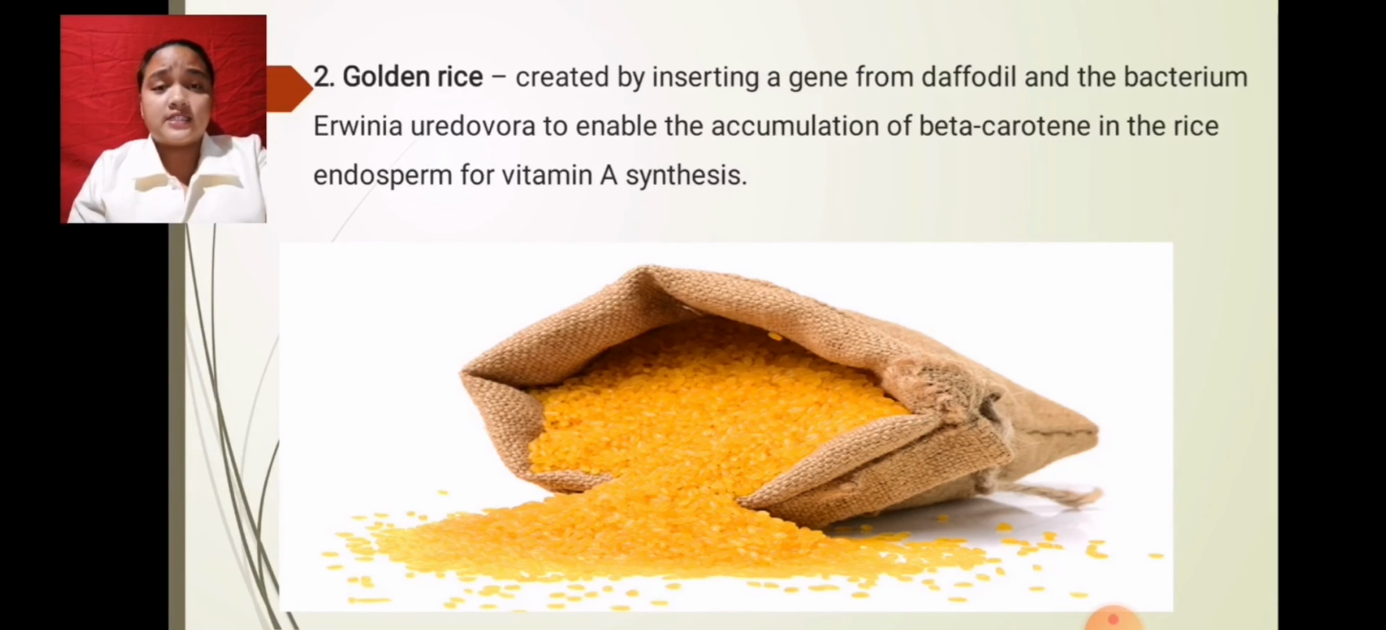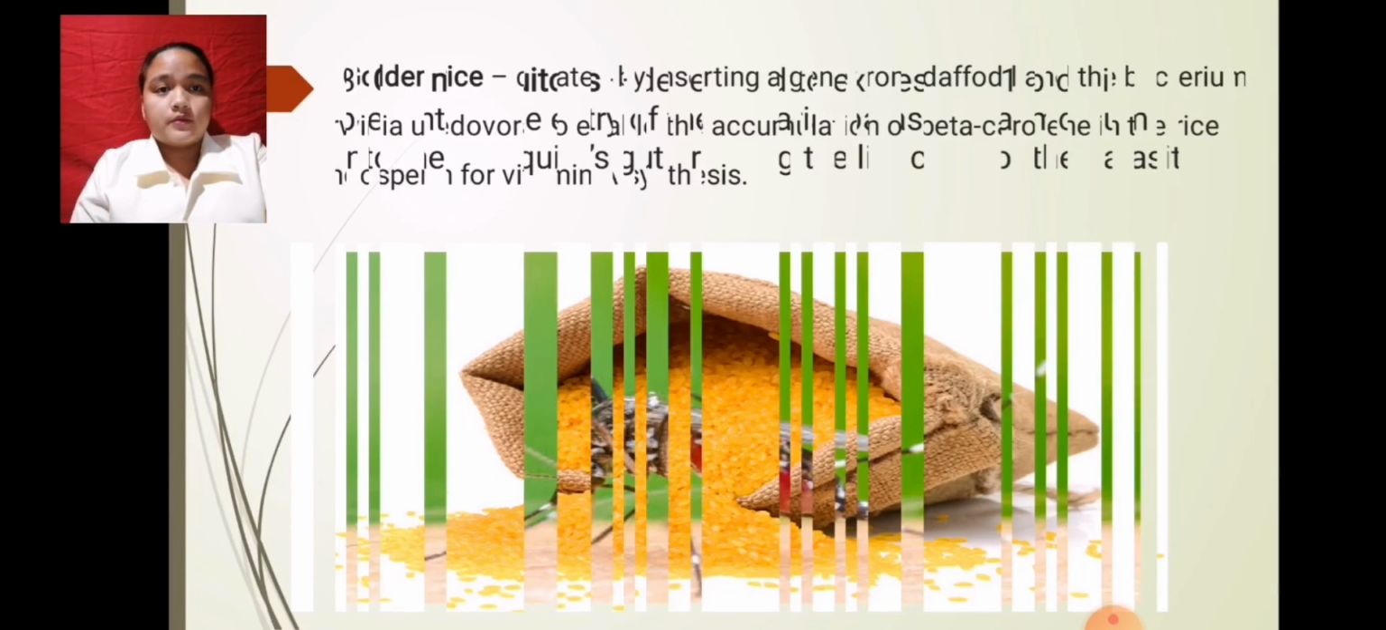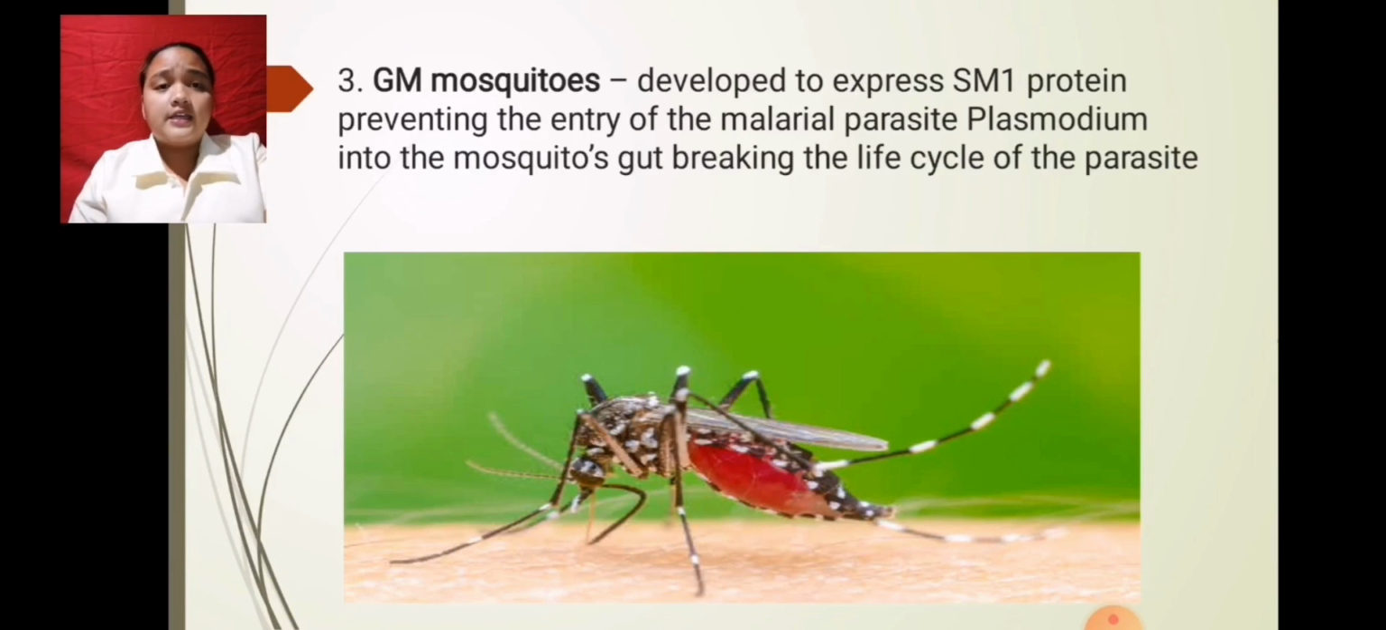The second one is the golden rice. The golden rice was created by inserting a gene from the daffodil and the bacterium Erwinia uredovora to enable the accumulation of beta-carotene in the rice endosperm for vitamin A synthesis. The third one is the GM mosquitoes, developed to express SM1 protein, preventing the entry of the malaria parasite Plasmodium into the mosquito's gut, breaking the life cycle of the parasite.